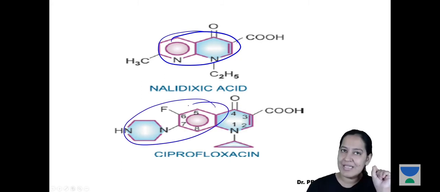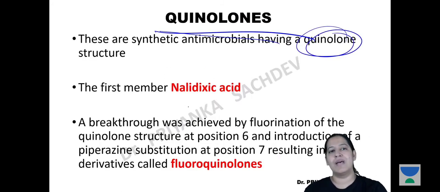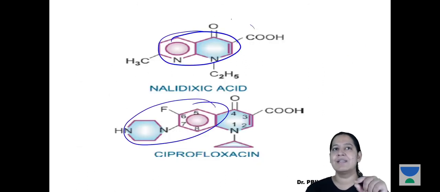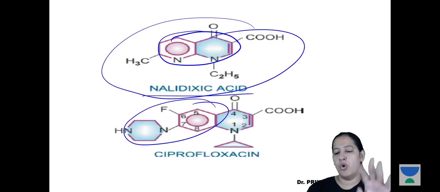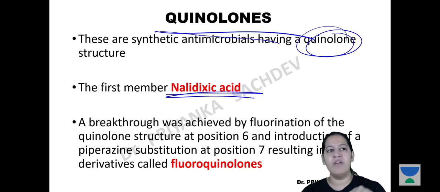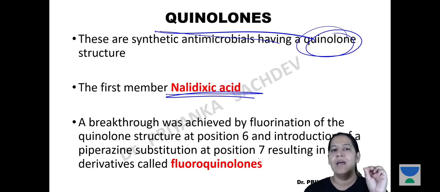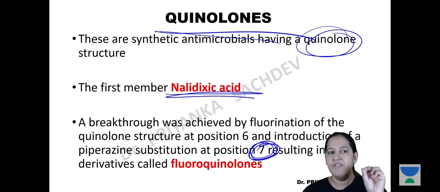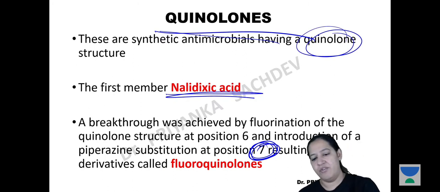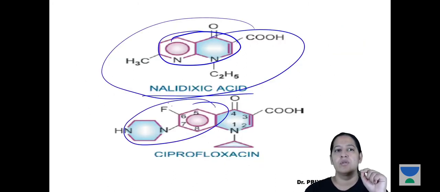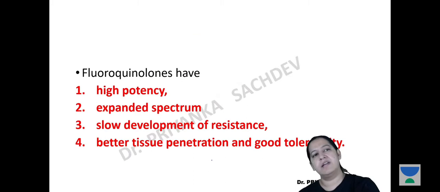So it contains a quinolone ring in it. That's why they are known as quinolones. Initially, the first member is nalidixic acid. This is nalidixic acid. It contains only the quinolone ring. Later on, we introduced fluorine. At carbon number 7, we are introducing fluorine in it. Can you see? Fluorine in it. So it is known as fluoroquinolones.